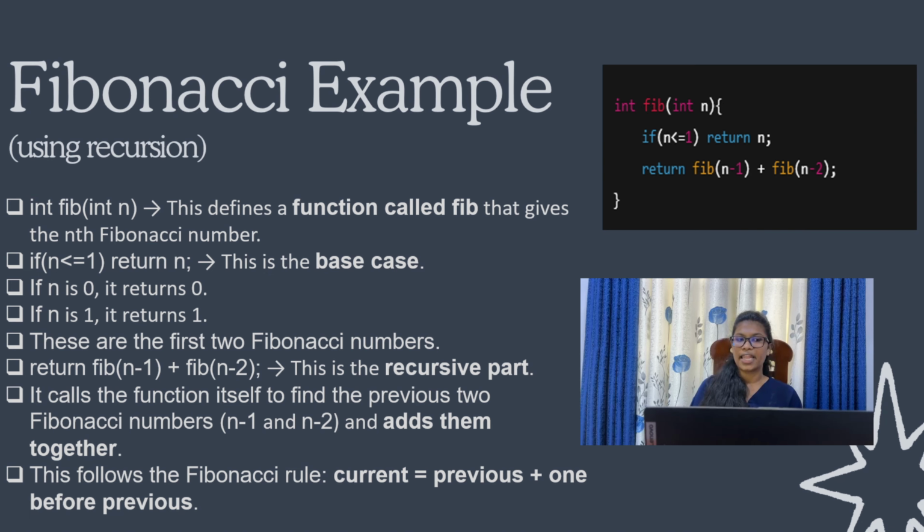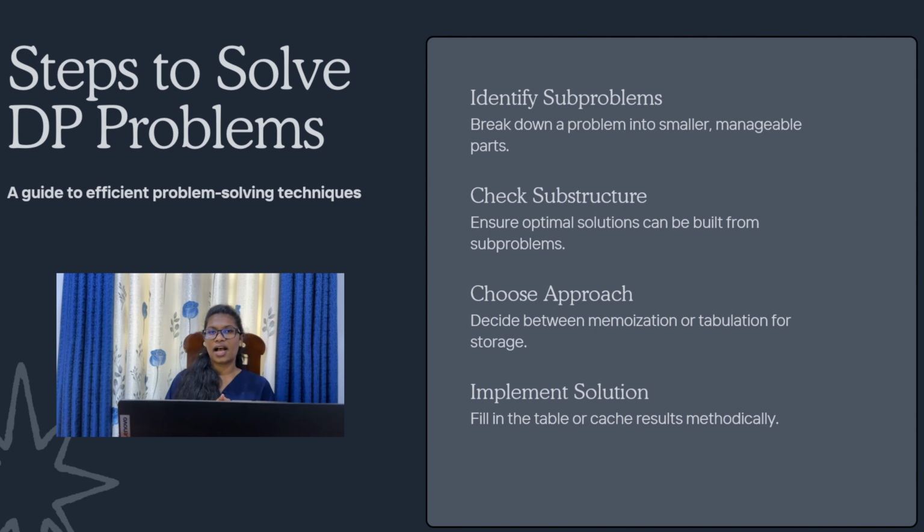Return fib(n-1) + fib(n-2). This is the recursive part. It calls the function itself to find the previous two Fibonacci numbers, that means n-1 and n-2, and then adds them together. This follows the Fibonacci rule: current equals previous plus the one before previous. I hope you understand the Fibonacci example.